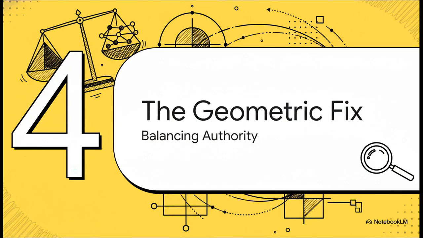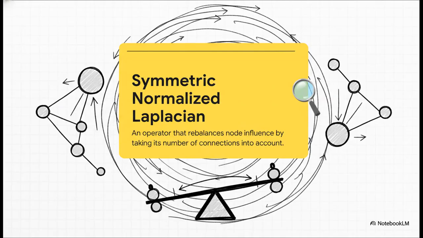Well, the answer isn't to stop averaging, but to change our geometric perspective with a really clever trick called normalization. The tool that fixes this problem is called the symmetric normalized Laplacian. Now, I know the formula looks a little intimidating, but the idea behind it is actually quite simple. It's designed to rebalance the conversation.